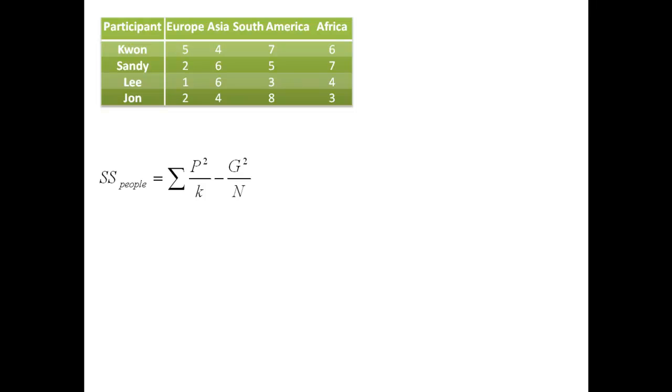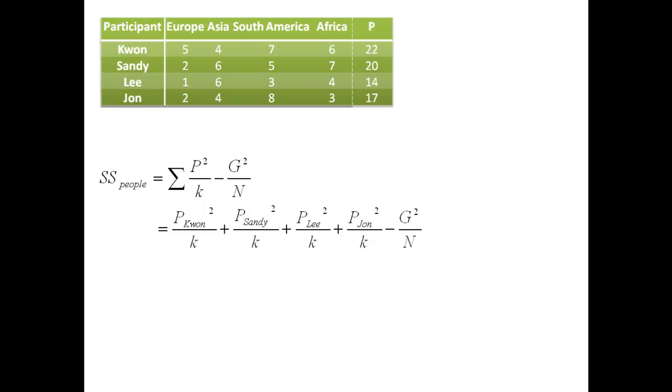So the first thing that we need to do after we calculate all of the between subjects stuff is to calculate the sum of squares people. So that looks like this for the sample. And those are the numbers for the sample.